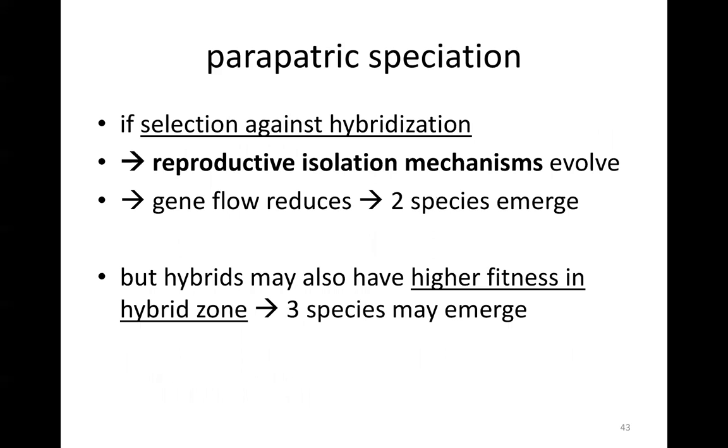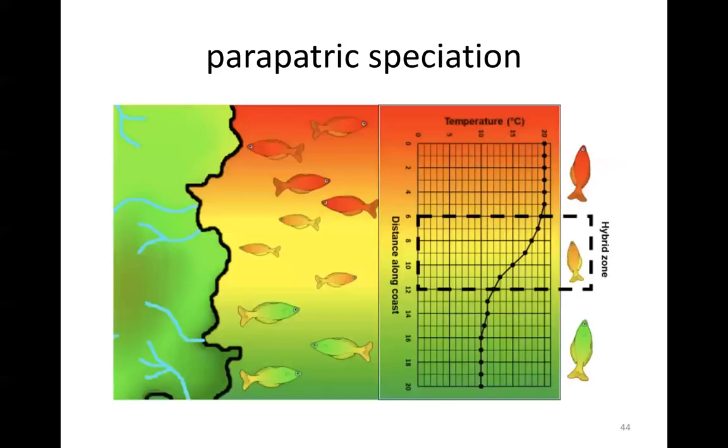Okay. So if there's selection against hybridization, eventually reproductive isolation mechanisms will evolve, sometimes fast, sometimes slow. It will depend. And the gene flow will reduce and eventually stop, and you can have two species emerge. But you can also have situations where hybrids themselves have higher fitness in the hybrid zone. Then you might see the emergence of three species.